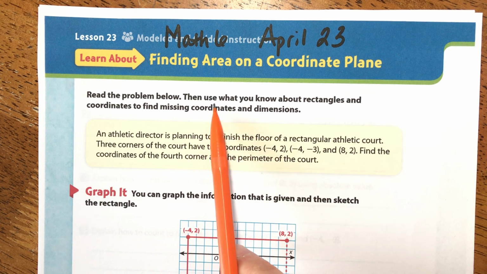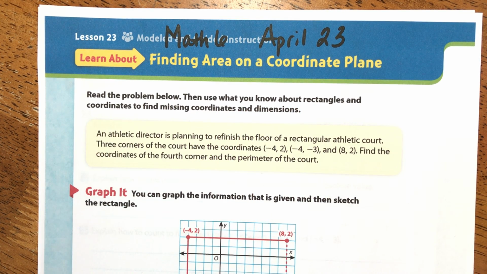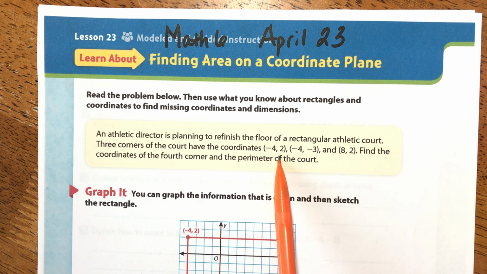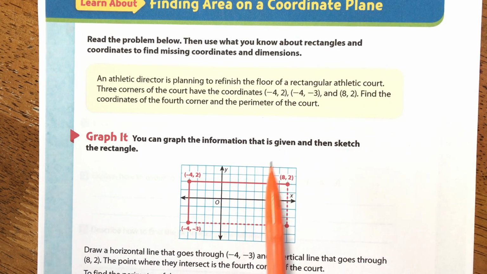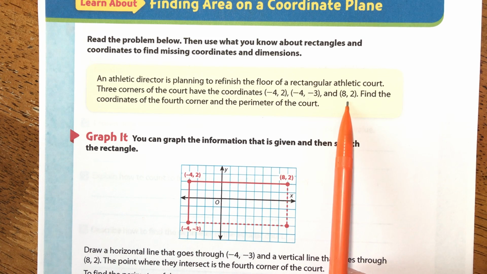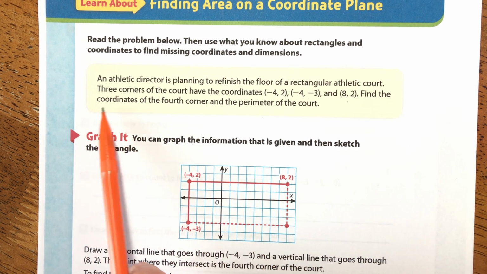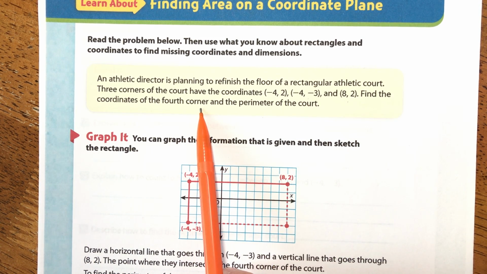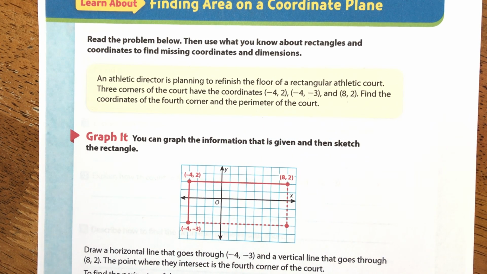Read the problem below, then use what you know about rectangles and coordinates to find the missing coordinates and dimensions. An athletic director is planning to refinish the floor of a rectangular athletic court. Three corners of the court have the coordinates -4, 2, -4, -3, and 8, 2. Find the coordinate of the fourth corner and the perimeter of the court.